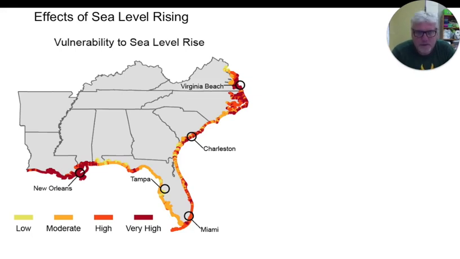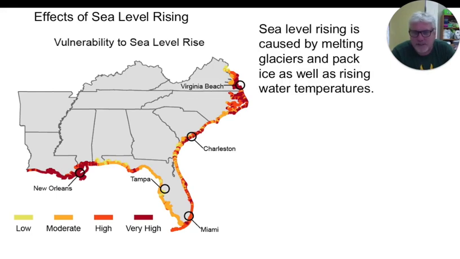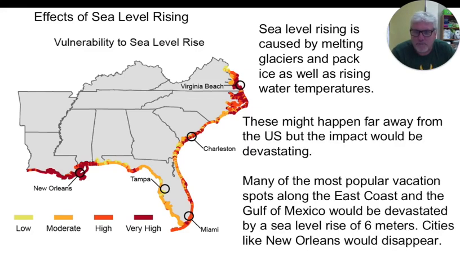And maybe you've been to some of these places like Charleston or Myrtle Beach, which is nearby, down anywhere coastal Florida, maybe New Orleans, okay? And you can see the darker the color, the greater the effect of sea level rising, okay? Melting glaciers, pack ice, rising water temperatures all cause an increase in the amount of seawater, okay? We don't think of glaciers too much being along the coast of the U.S., okay? But the water's going to reach us, of course. The impact would be devastating.